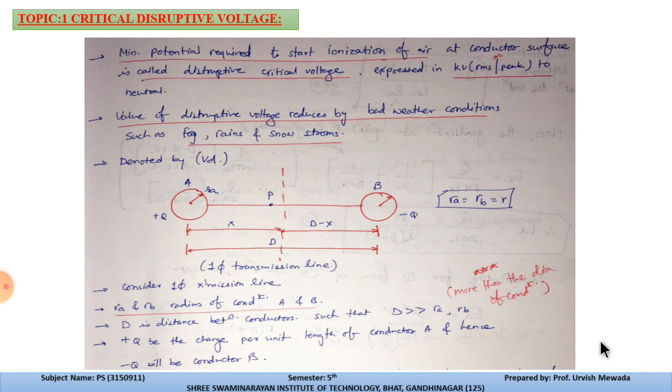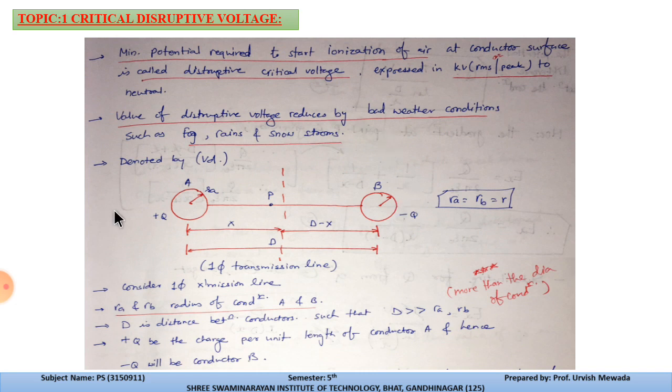Now the first topic is critical disruptive voltage. This is the voltage at which the corona starts forming; whatever potential or voltage we observe or measure at which the corona starts forming is the critical disruptive voltage.